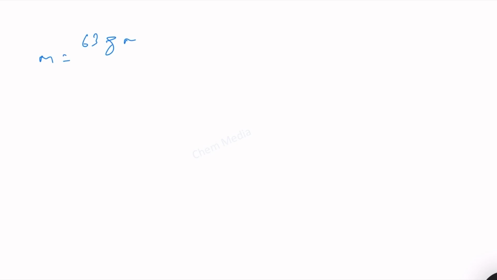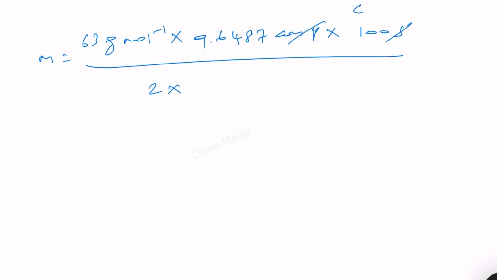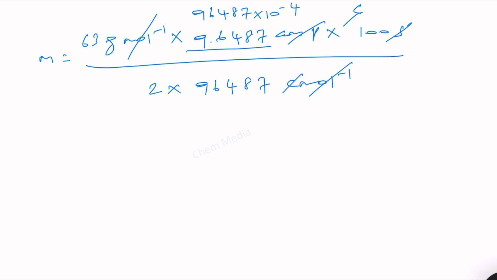63 gram per mole times current is 9.6487 ampere, time is 100 seconds, ampere second is coulomb, divided by 2 times 96487 coulomb per mole. This will cancel. This one we can write as 96487 times 10 to the power minus 4.